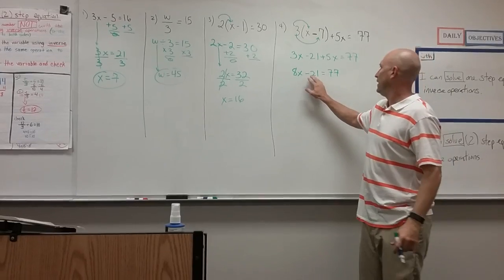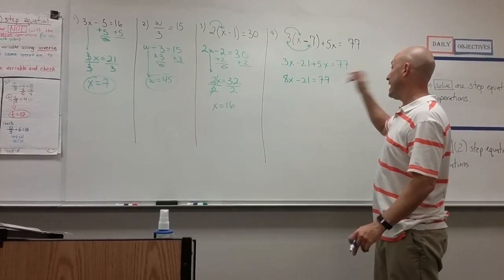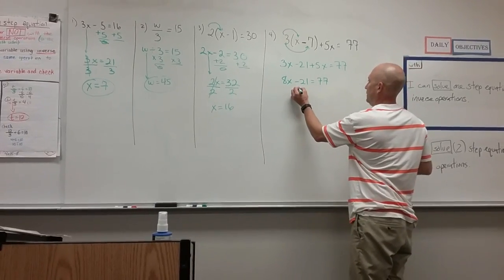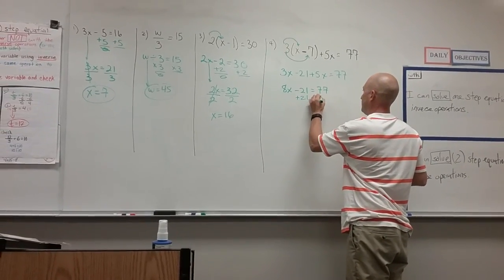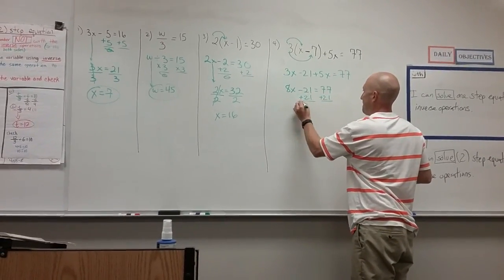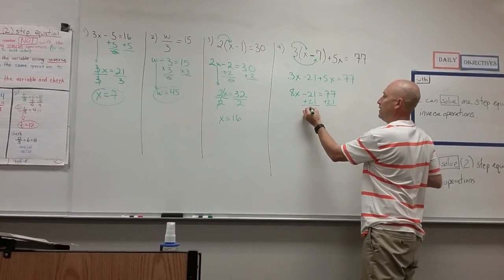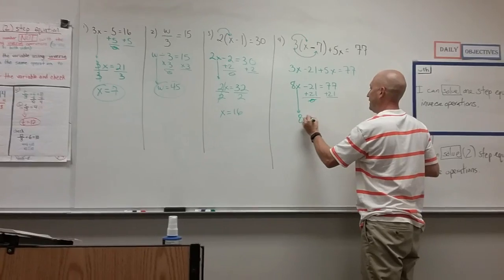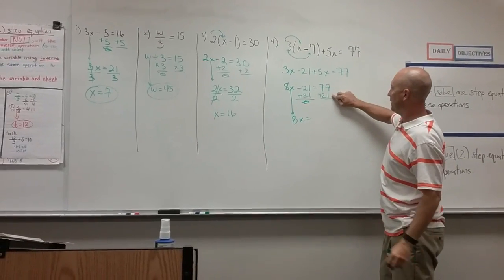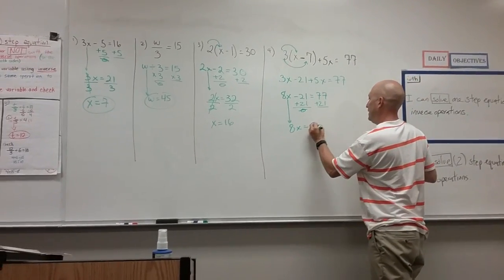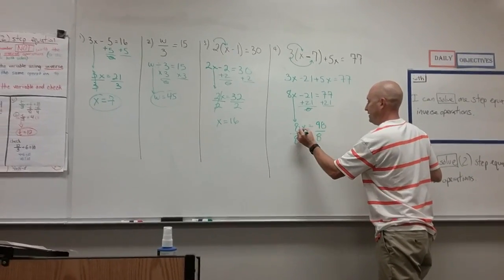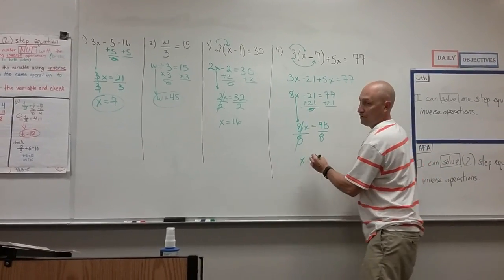Since I have a negative in front of the 21, I'm going to need to add 21 to each side. Negative 21 and positive 21 cancel. Bring down my 8x. And 77 plus 21 would be 98. And then I would divide both sides by 8 in order to solve.